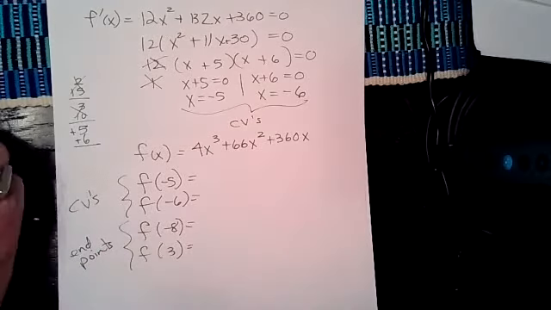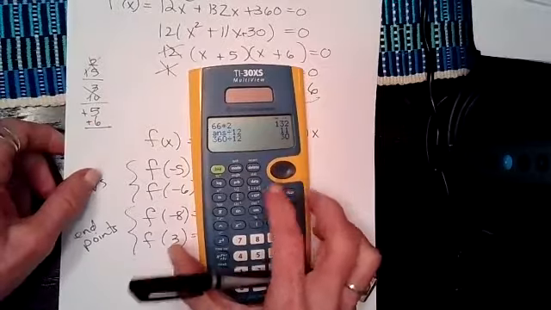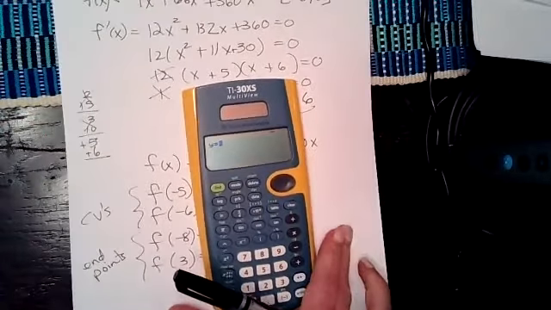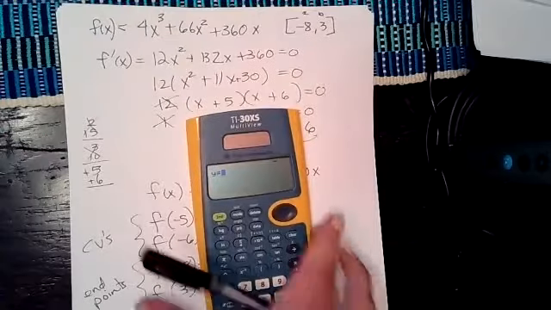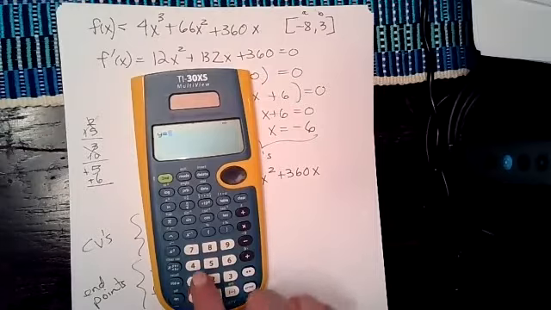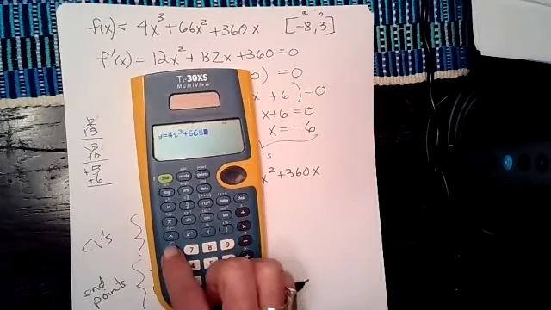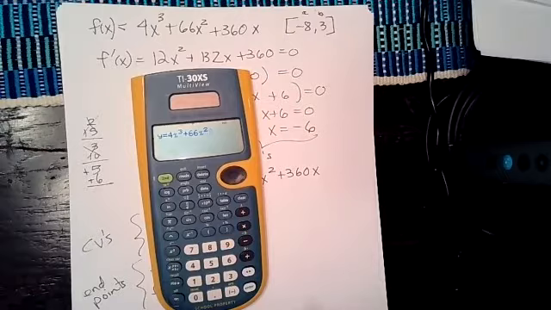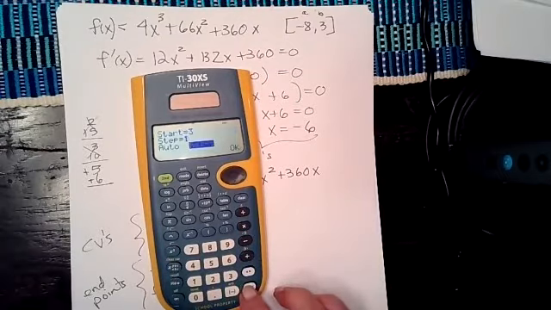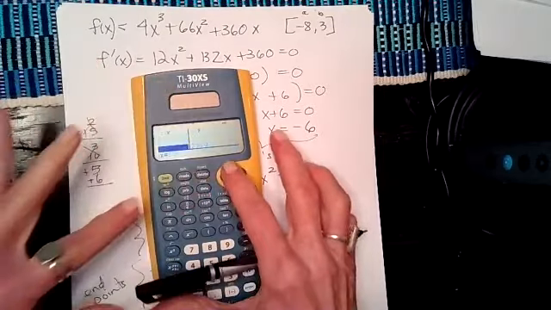Okay, so again, I'm using my calculator. I'm going to go to my table and clear it out and plug in my original function, 4x cubed plus 66x squared, 4x to the third, come down, plus 66x squared, and then you don't have to come down from that, plus 360x. Enter, enter, enter, I'm going to ask. And then I've got a bunch of stuff in there, so I'm going to delete, so I can have a clean table.